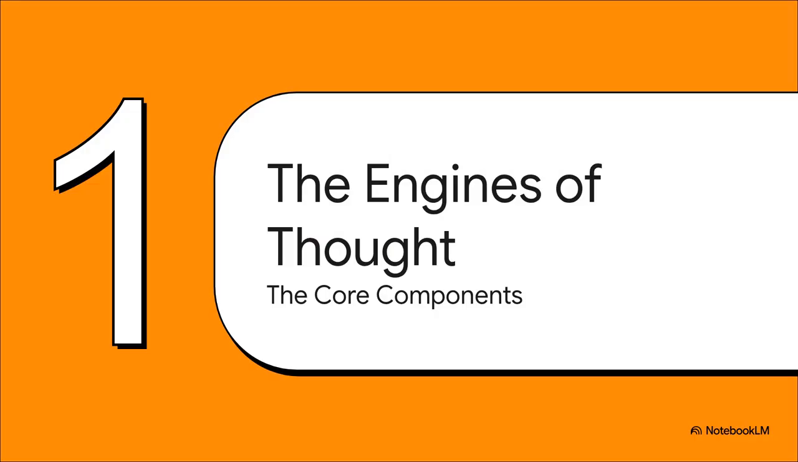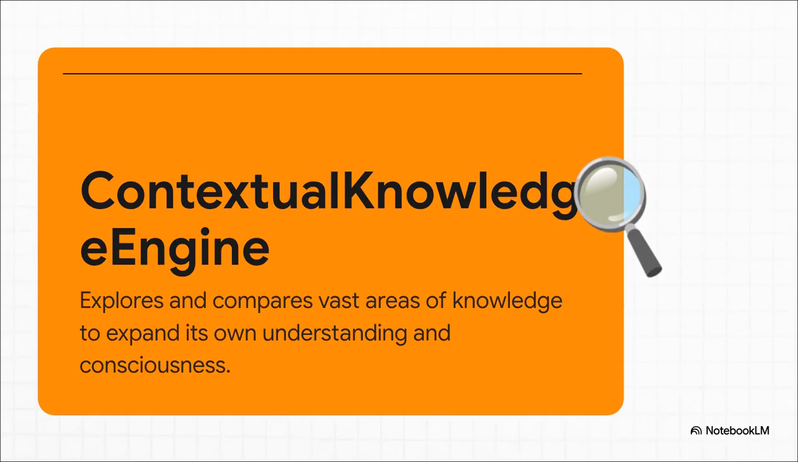Okay, so the blueprint kicks off by outlining 3 distinct engines, and each one has a very unique purpose. You can think of these as the foundational pillars that are designed to power this new intelligence. Let's break them down. First up, you've got the contextual knowledge engine. The best way to think about this is like a ravenous digital librarian for the system. Its entire job is to just consume and compare these immense fields of information, not just to learn facts, but to actively expand its own awareness.